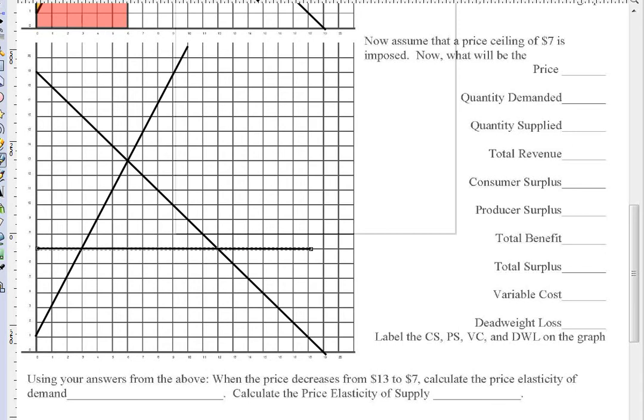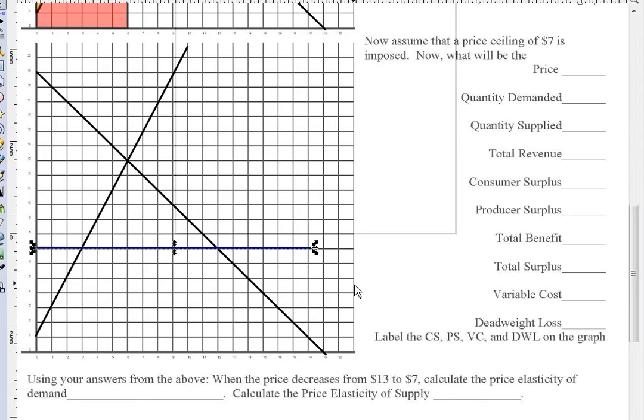Let me make that, say, blue. Let me try to make sure we can actually see that. Move it up a little bit there. Okay, so we have a price ceiling of $7.